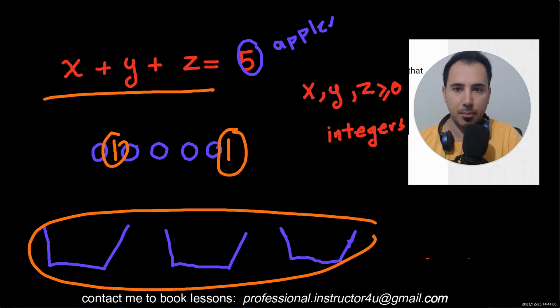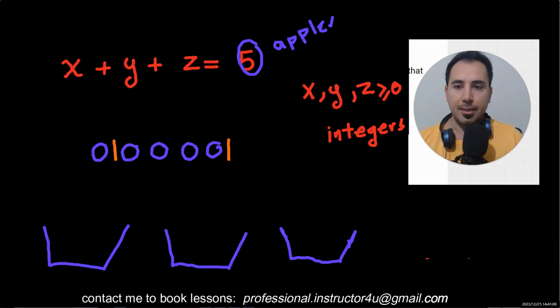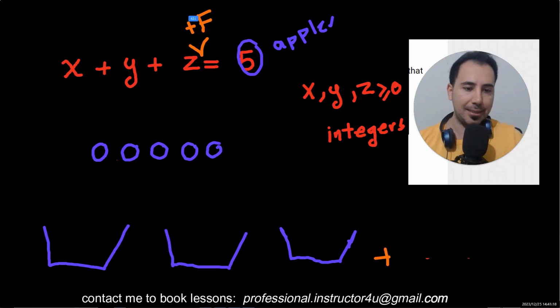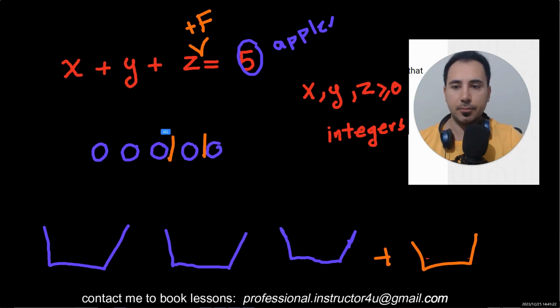Just remember, when we have 3 baskets, we use 2 bars. The baskets are the number of variables. So if I have another variable, x, y, z, and I don't know, f, for example, then 1 basket will be added here. Then I have to use 3 bars. Okay, so good.